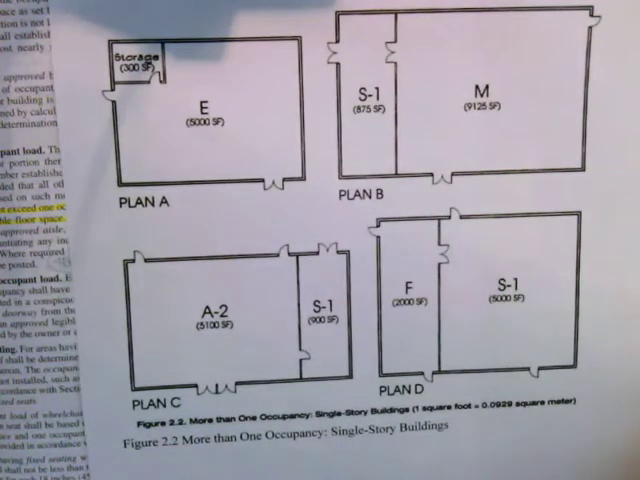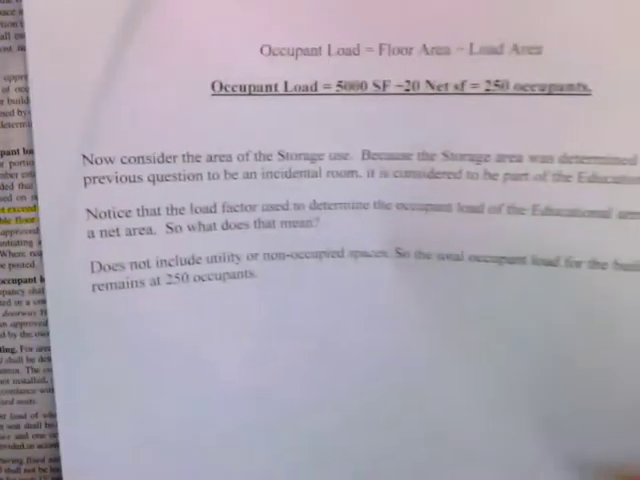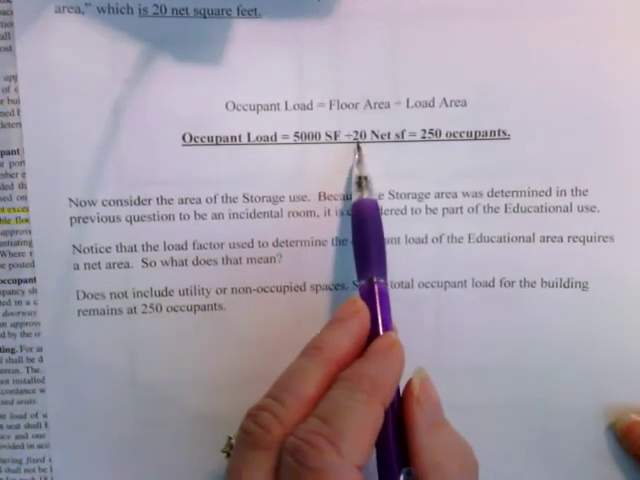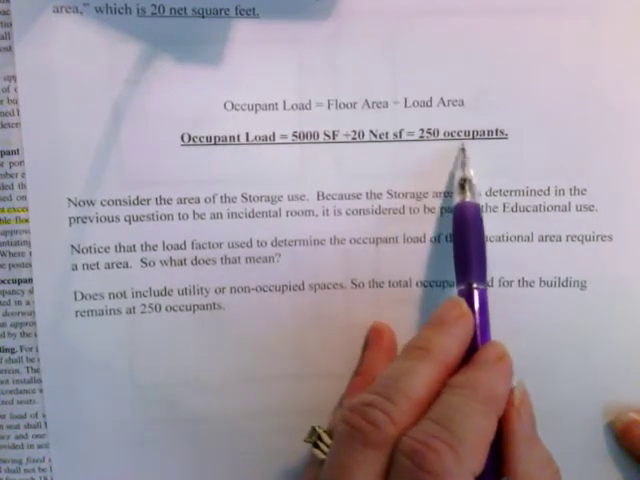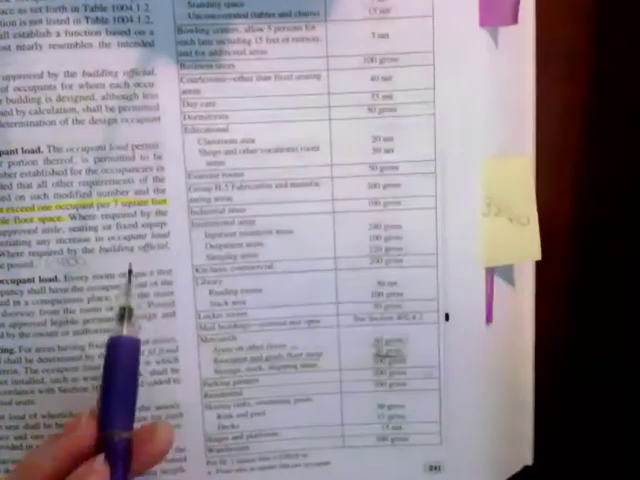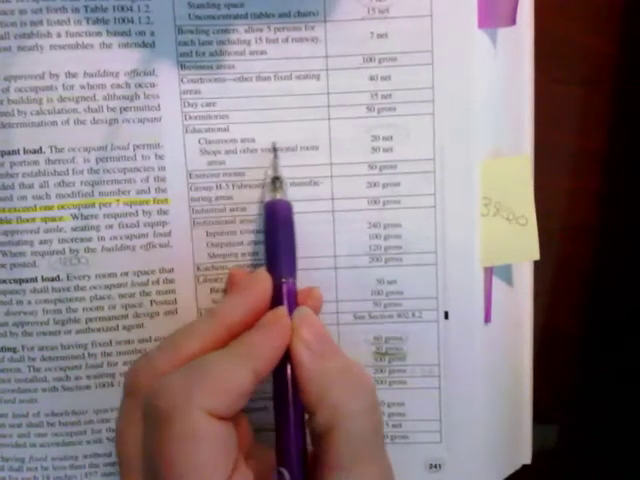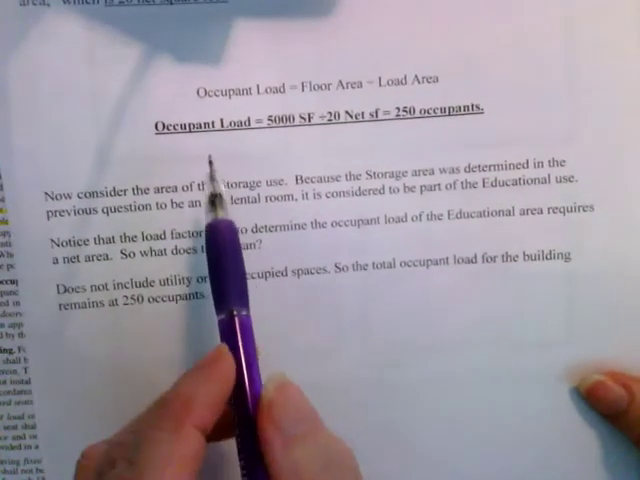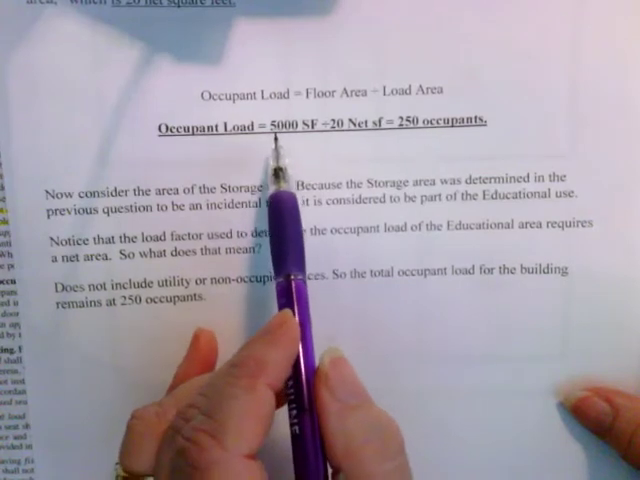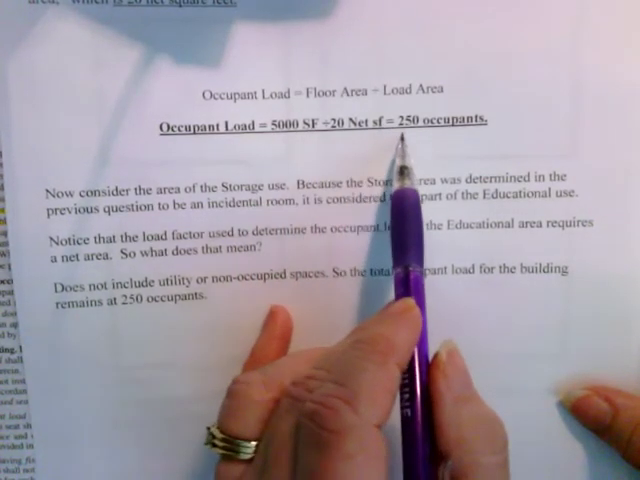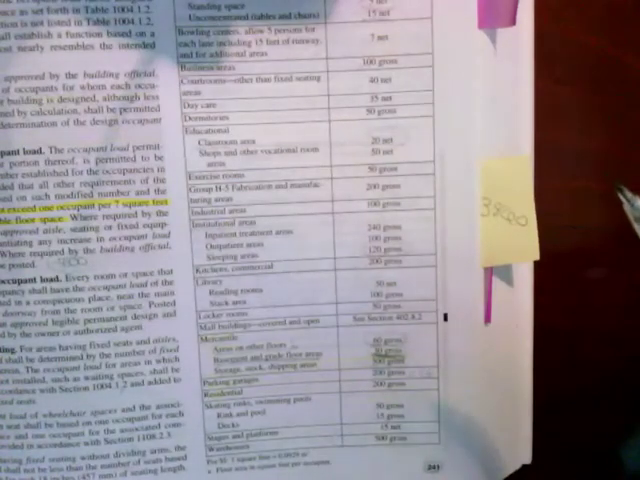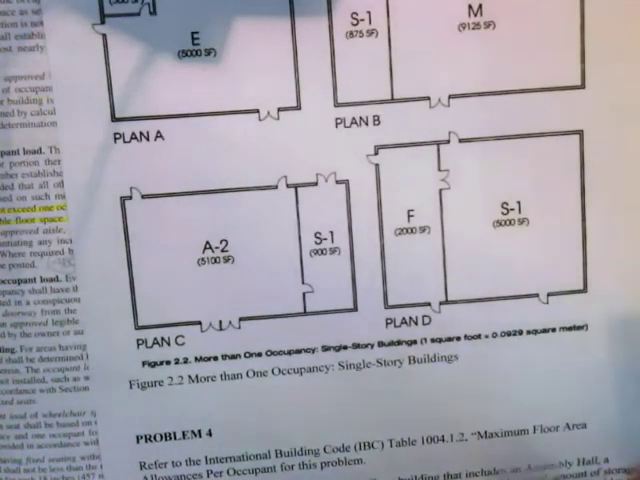Okay? So in the table, what you're going to end up having to do is take the occupant load of 5,000 square feet divided by 20 net equals 250 occupants. Remember, we got the net from classroom area, 20 net. So that's how we came up with the correct answer. We took the 5,000 square feet divided by 20 net is 250 occupants. Notice the load factor used to determine the occupant load of the education area is net.